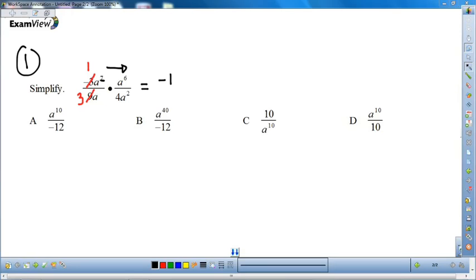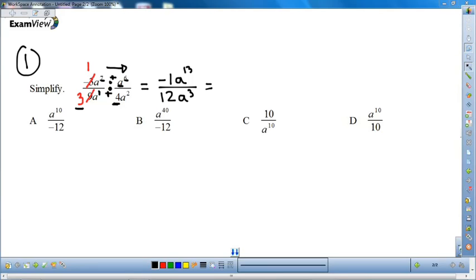Since a has the same base in its multiplication, we're going to go ahead and add the exponents. So we're going to have a to the 13. And on the bottom, I'm going to have 3 times 4, which is 12. And again, a has an invisible 1, so we're going to go ahead and add the exponent. So we have a to the 3rd.